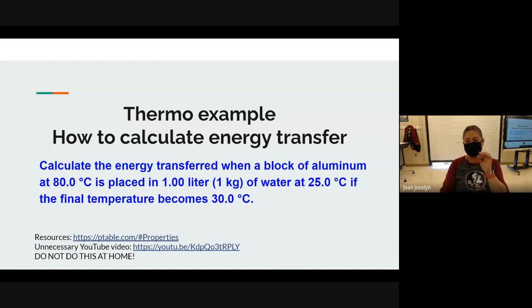So we're going to write down 2 things, what we have and what we're looking for, and then we'll pick our equations and solve.